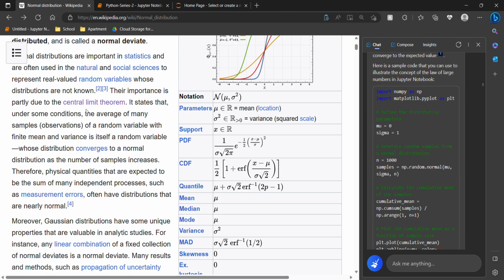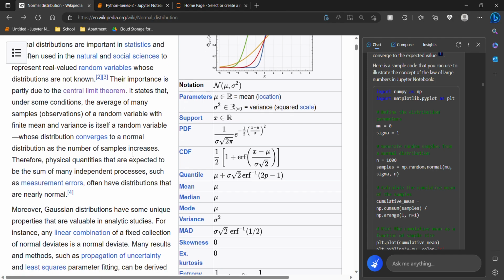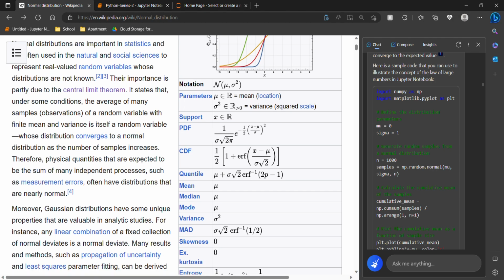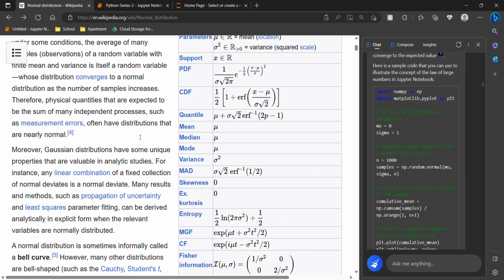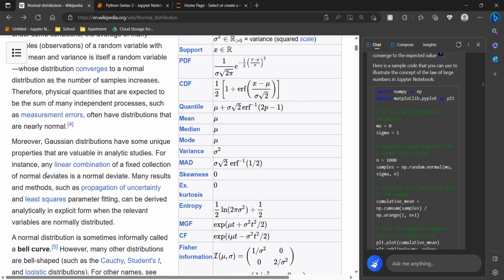I will talk a little bit about the central limit theorem. It states that under some conditions, an average of many samples of a random variable with finite mean and variance is itself a random variable whose distribution converges to a normal distribution as the number of samples increases. This relates to the law of large numbers, where as you increase your sample size, you see a convergence into a normal distribution, which is very famous in nature, which is why a lot of natural systems we can collect data on and observe as Gaussian or normal distributions.